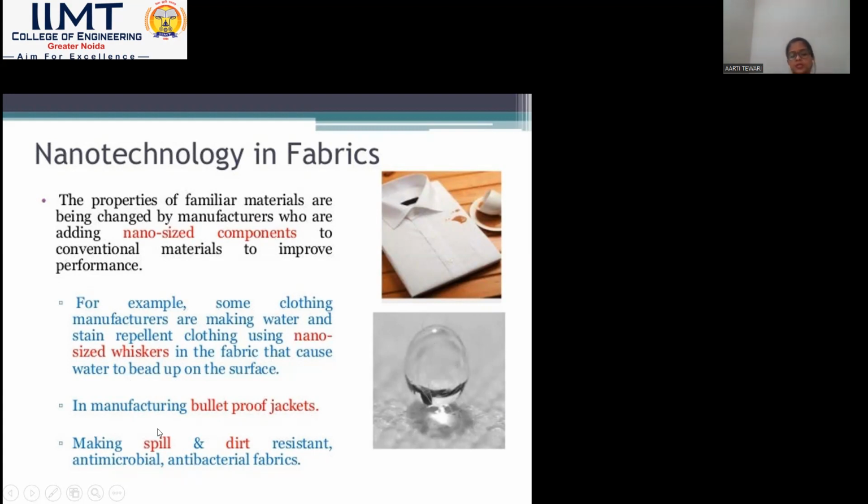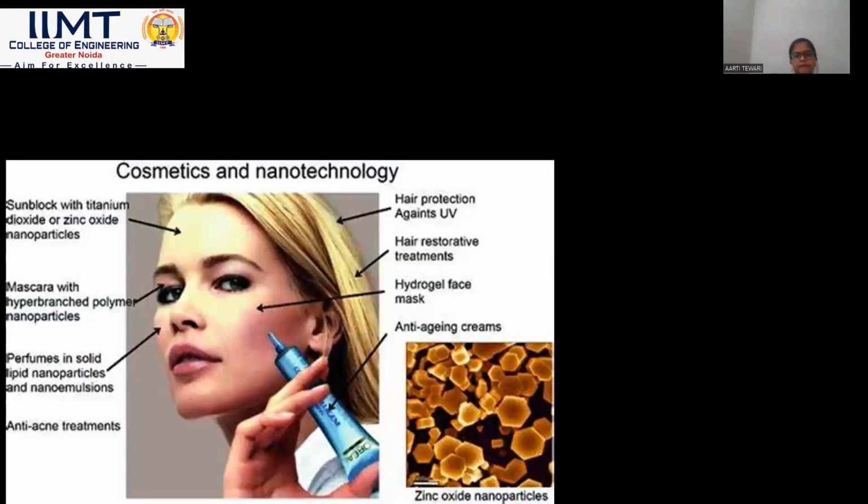Using this, they manufacture bulletproof jackets. So what happens? You're making it spill and dirt resistant, with an antimicrobial and antibacterial effect. It's amazing. There's a shark skin effect, where all these swimmers nowadays wear fabrics made of nanomaterials, so the water actually doesn't stick to their clothing. So that is what is called the shark skin effect. So we use nanotechnology in fabrics.